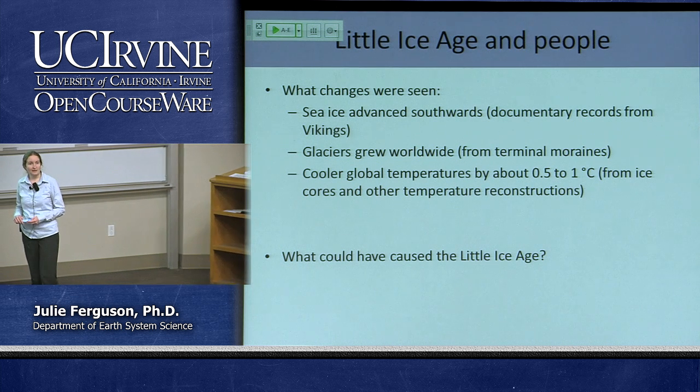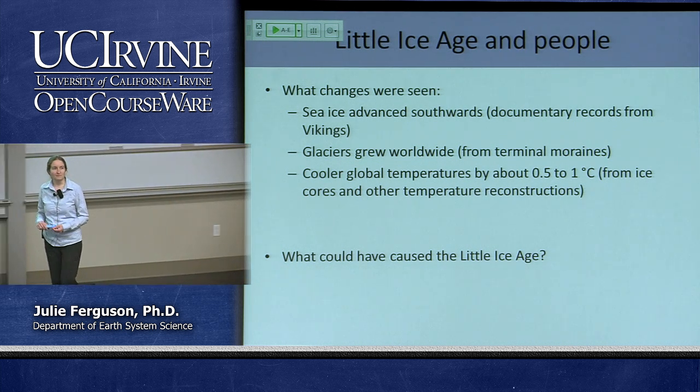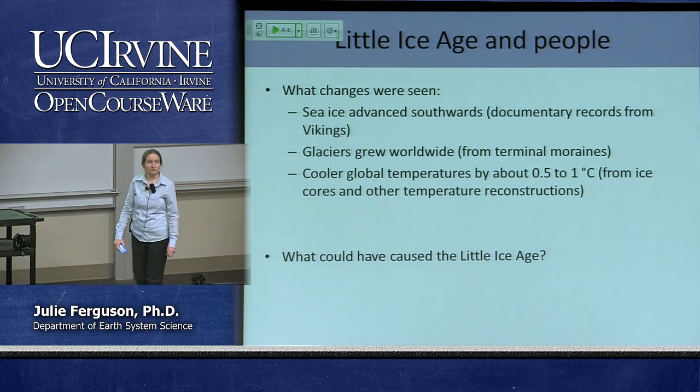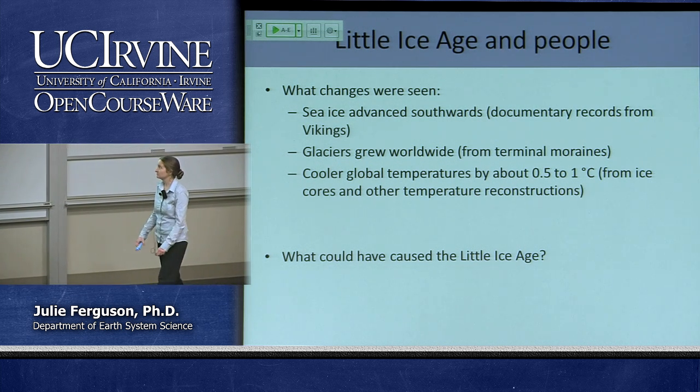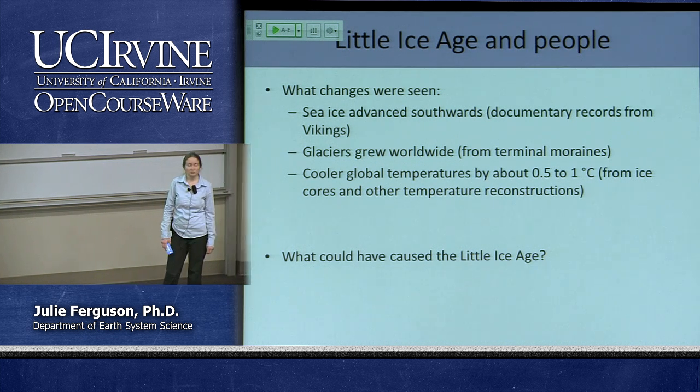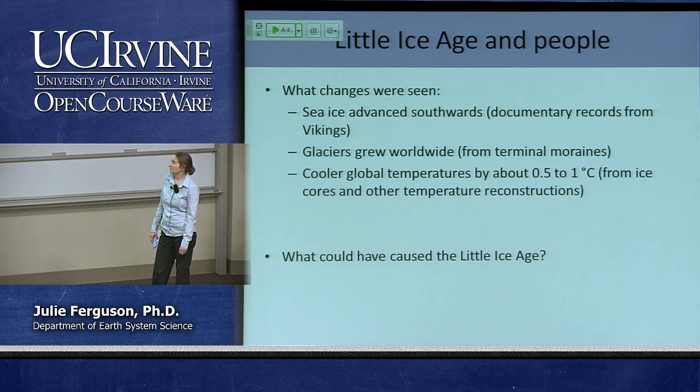Glaciers grew worldwide. There was a little village in Switzerland that got wiped out because the glacier advanced over the top of it. And there's not really a lot you can do to stop your glacier doing that. We had global temperatures that were much cooler in general.